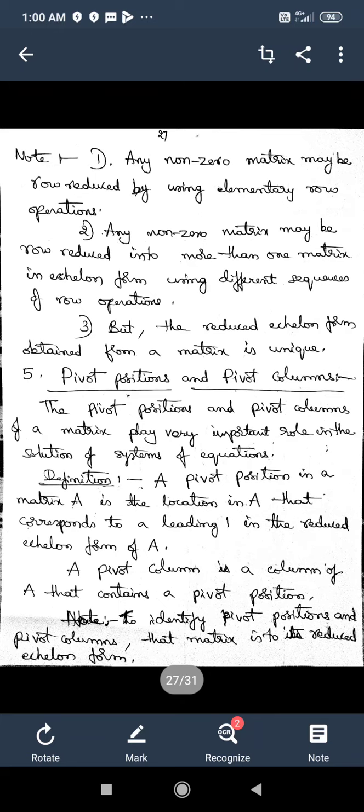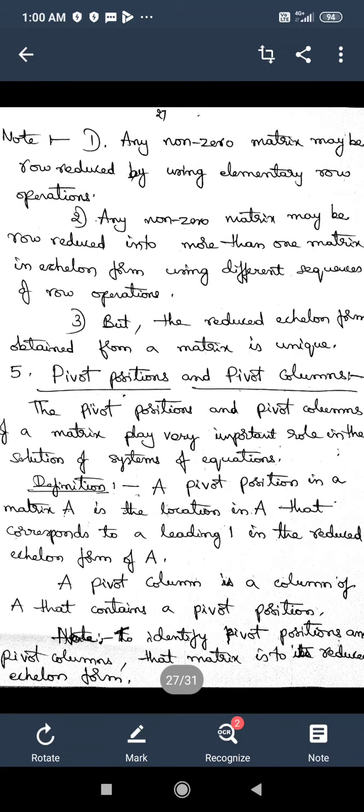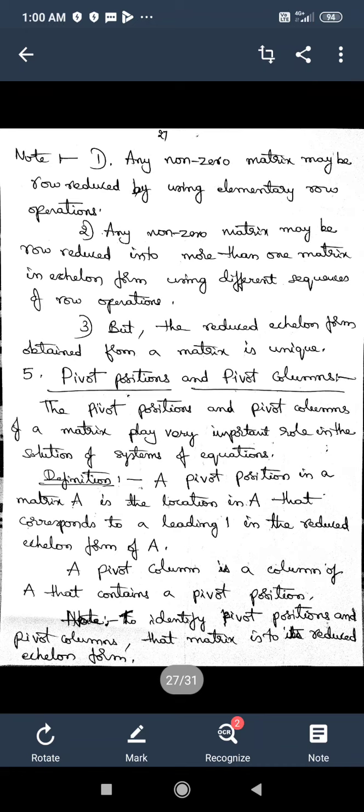Now I am moving on to the fifth prerequisite for the topic linear algebra, and that consists of the terms pivot positions and pivot columns. These are very important terms for linear algebra. These may be new to you; you may not have come across these terms earlier. So let us see what they are.